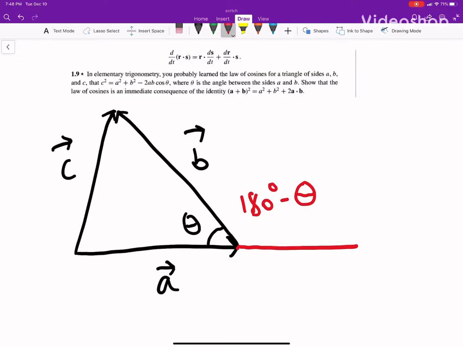Okay, so we have a fun little problem here. It says in elementary trig, you probably learned about the law of cosines for triangles of sides a, b, and c. That is, c squared equals a squared plus b squared minus 2ab cosine theta.